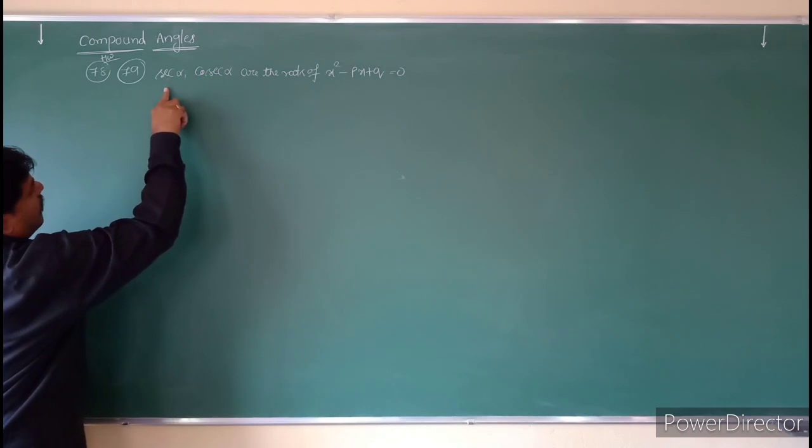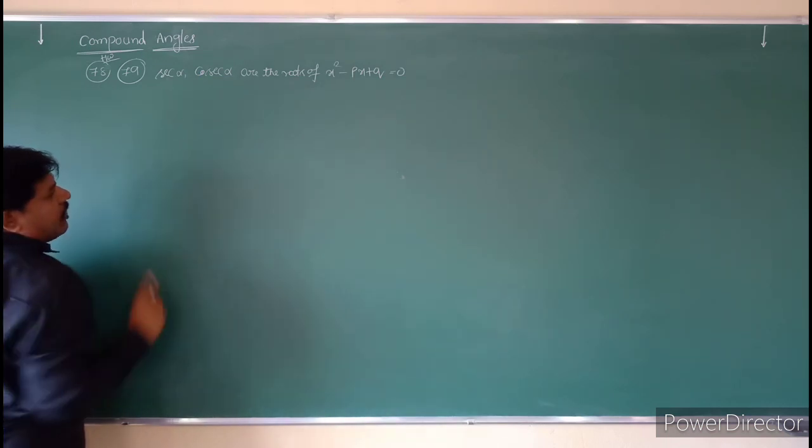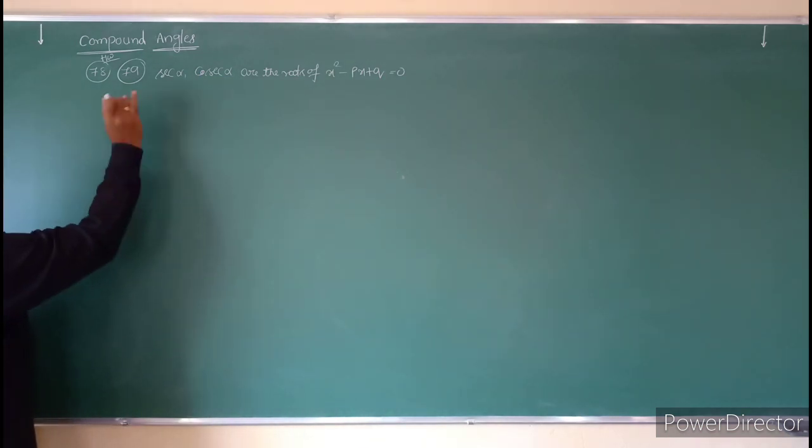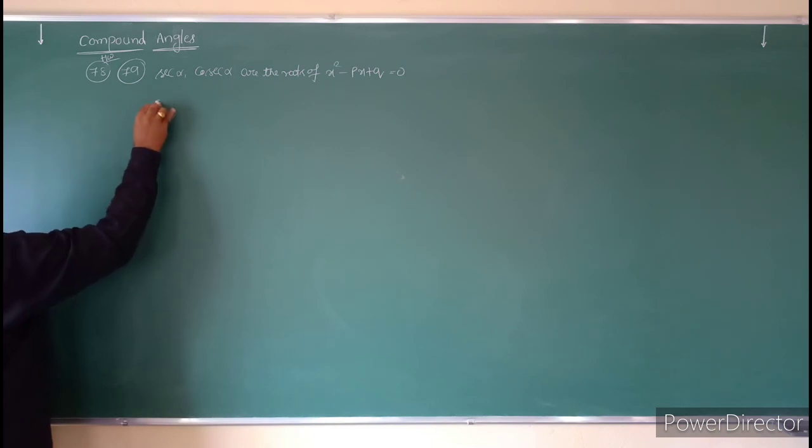For example, alpha and beta are the roots of a quadratic equation. Then what is the formula? You know that the sum of the roots.